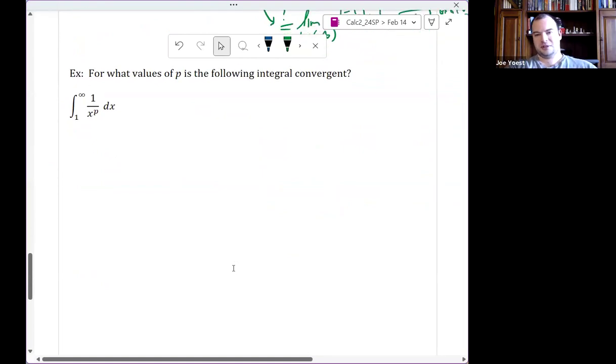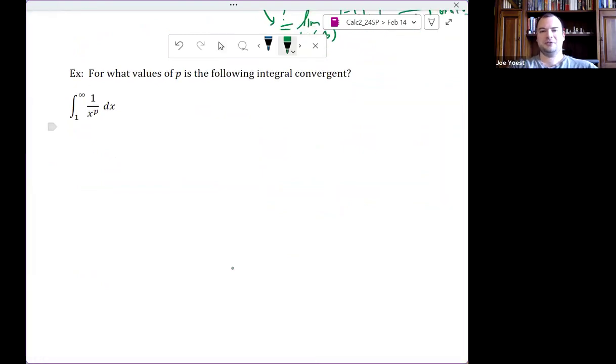So let's look at this last example in this topic. For what values of p is this integral convergent? Integral 1 to infinity of 1 over x to the p dx. Now, I think if p is less than 0, if p is a negative number, x to the p is on the bottom. So this would be like, if p was negative 1, this would be like integral 1 to infinity of x dx.